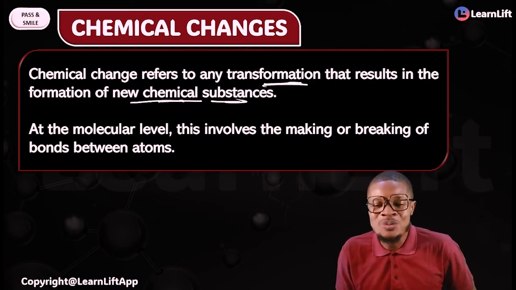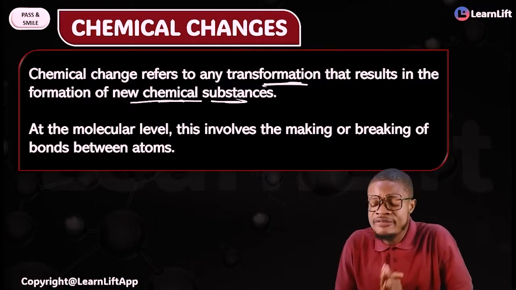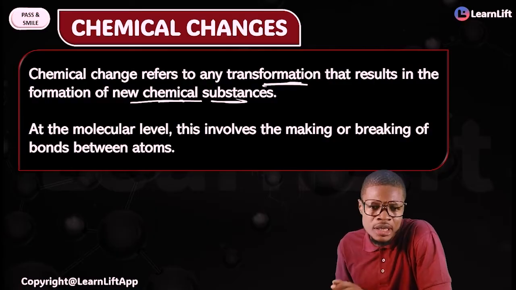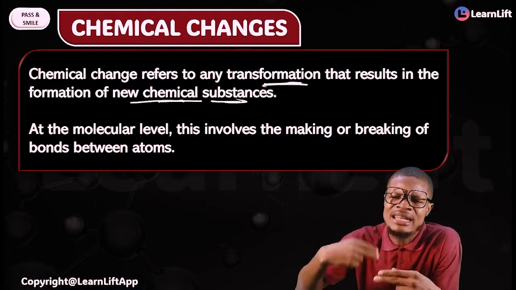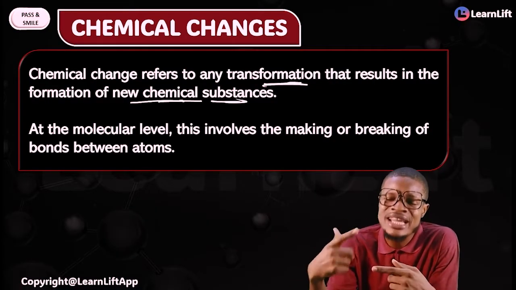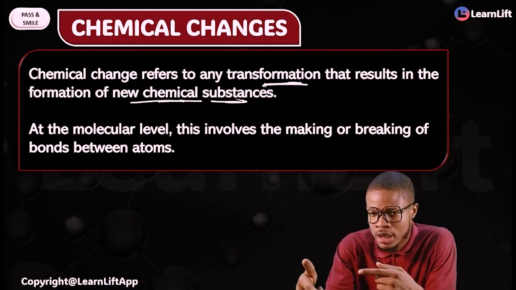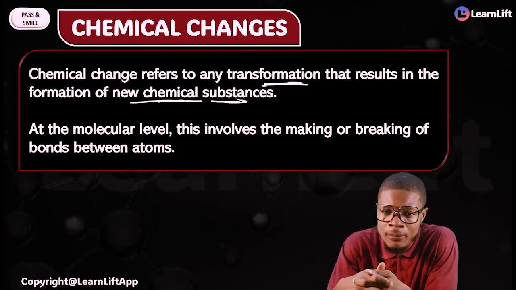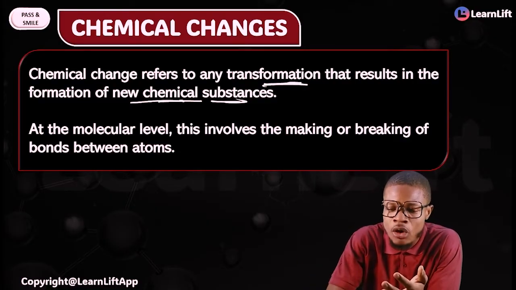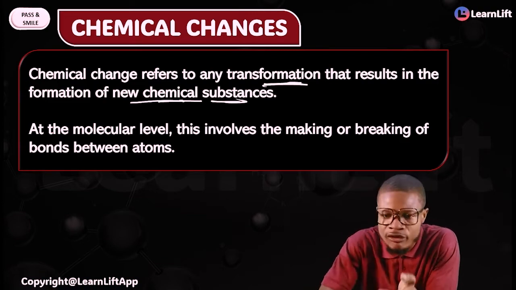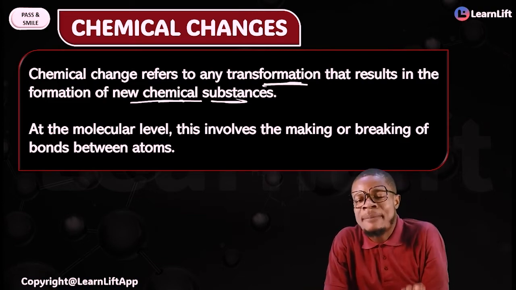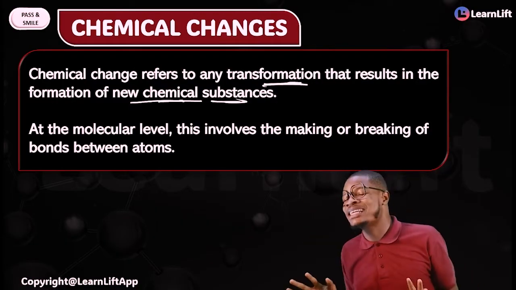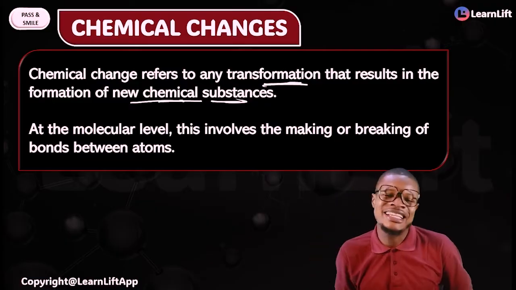Also, you must know that at the molecular level, they involve the making or the breaking of bonds between atoms. In other words, chemical changes are the ones that result in bond breakage and bond formation. For a new chemical substance or compound to be formed, there is need for bond breaking as well as bond formation. It is only chemical changes that can produce that, not physical changes. So stay tight, open your ears, and let's go together.